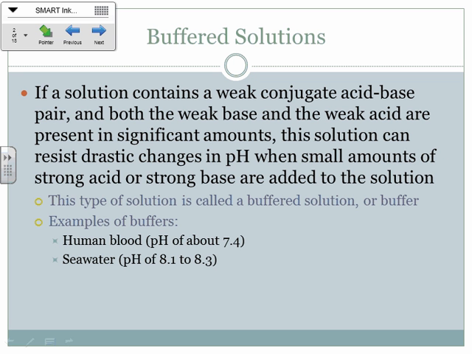So human blood, seawater, and notice they have different pHs. That all depends on the ratio of the acid to the base in the buffer.